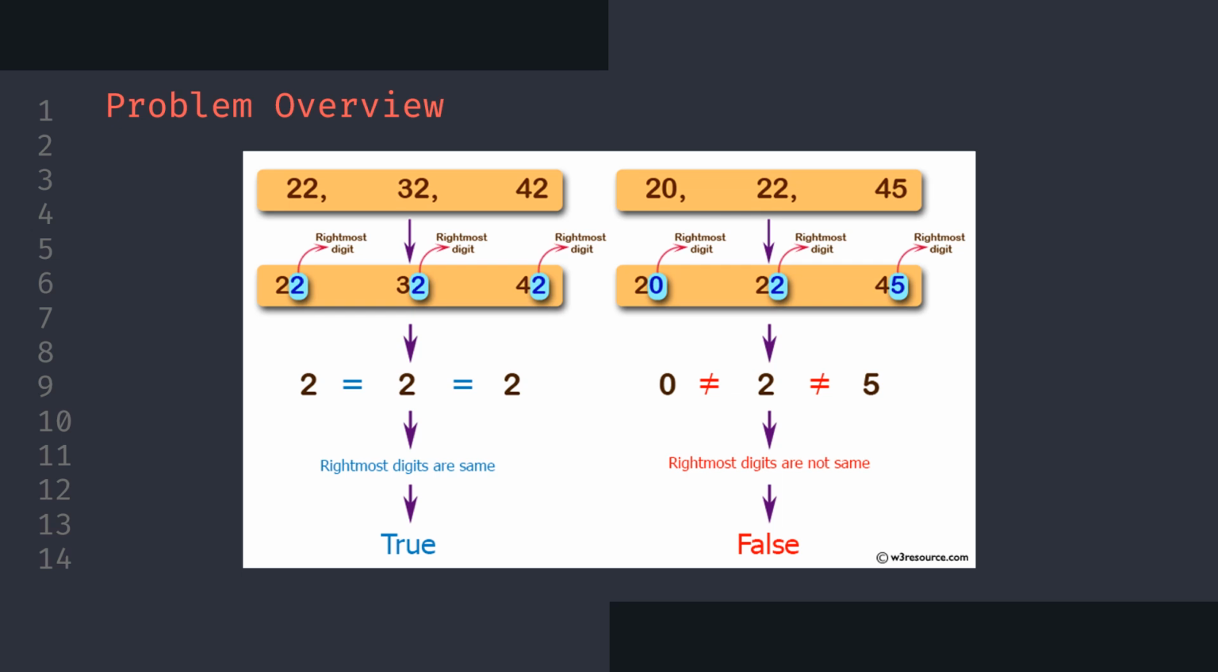Our task is simple. We'll take three integers and see if any two or all of them share the same last digit. This is useful for certain number validation checks and comparisons.